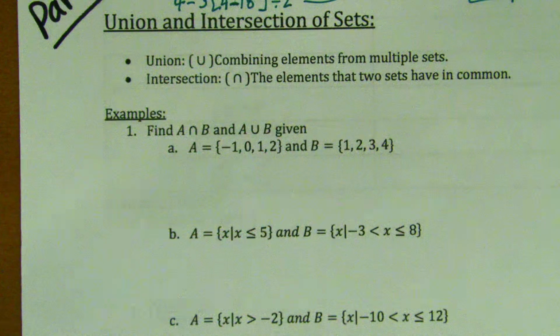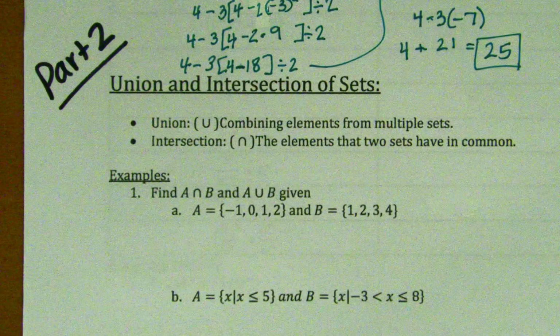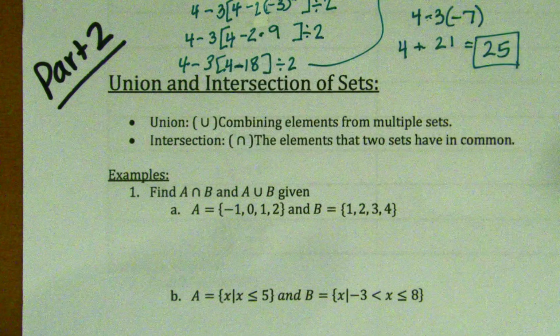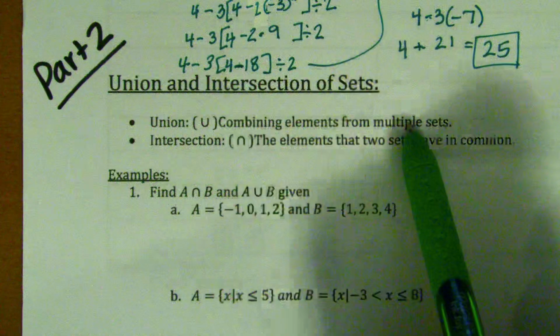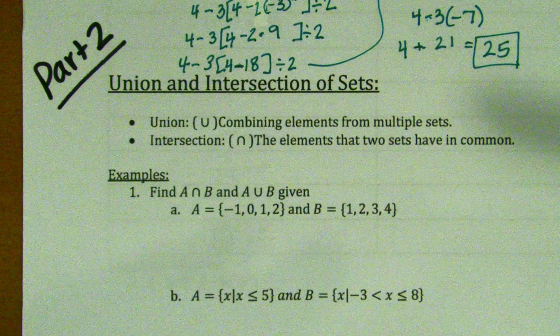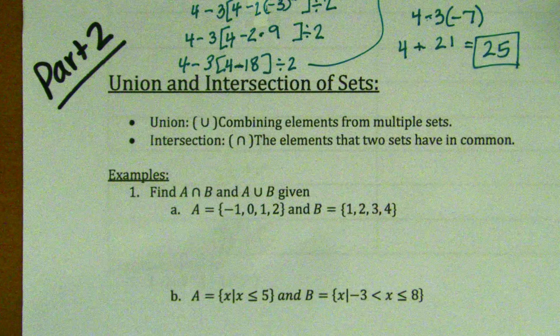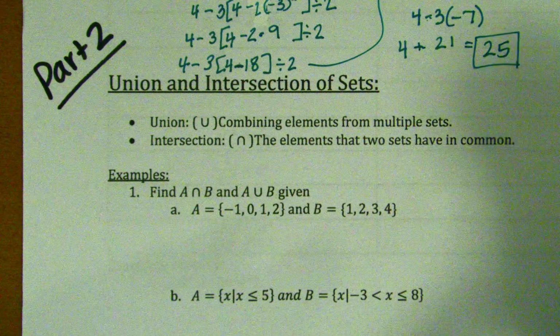All right, in part two, we are going to be looking at the union and intersection of sets. We talked briefly in part one about what that means. Again, union is combining all the elements from multiple sets together. The example I gave in part one was a room of people, looking at the set of people who are wearing red and the set of people who have brown hair.